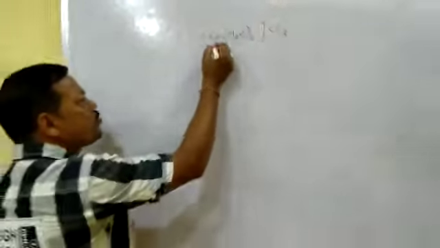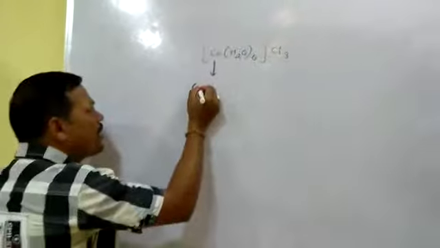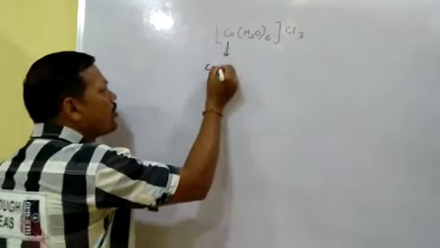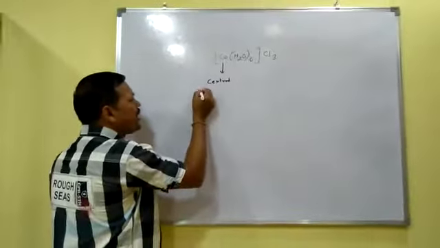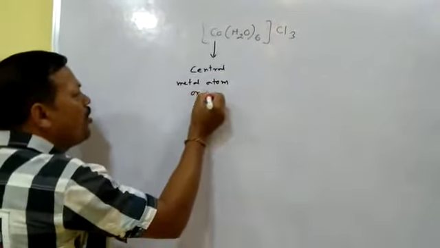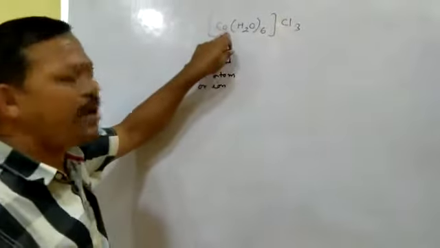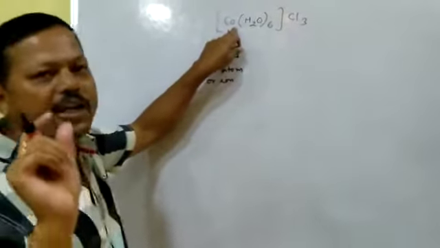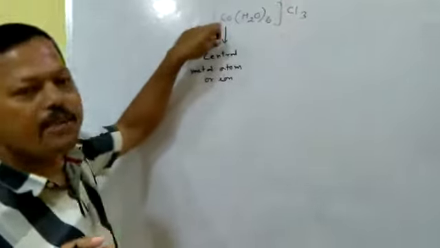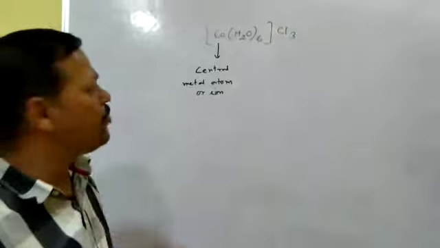Now, this is cobalt. Cobalt is the metal. In a complex, this is called the central metal atom. This is called the central metal atom or ion. Why have I written atom or ion? Because this metal may be a neutral atom or it may contain some charge. That's why it may be in ionic form, it may be in atomic form.